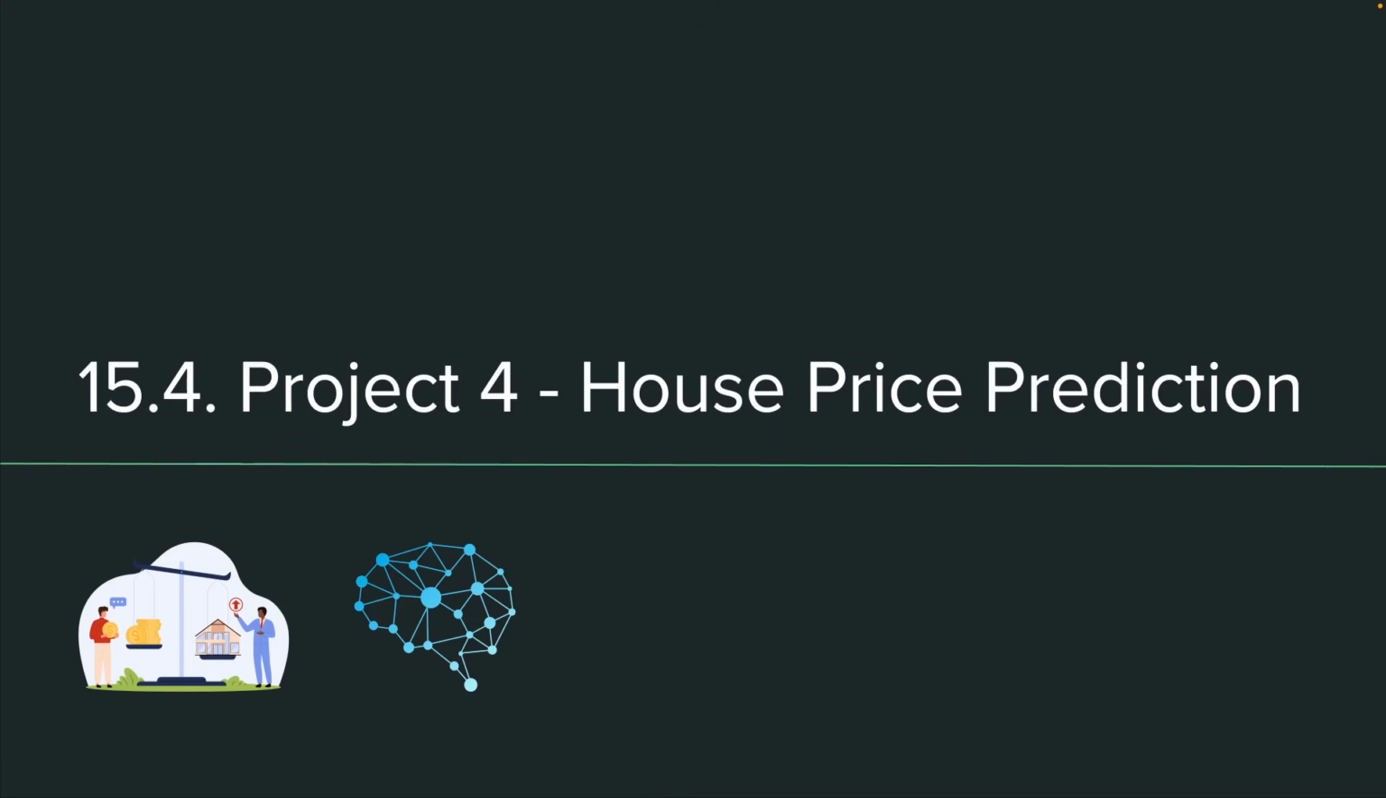Welcome back. In this video, we move into our fourth machine learning project, and this is where we transition from classification problems to our first full-scale regression project. In the previous three projects, we focused on classification tasks, building intuition around model training, evaluation, and improving performance step by step. Now, we apply those same ideas to a much more realistic and commonly used regression problem, and that is house price prediction.